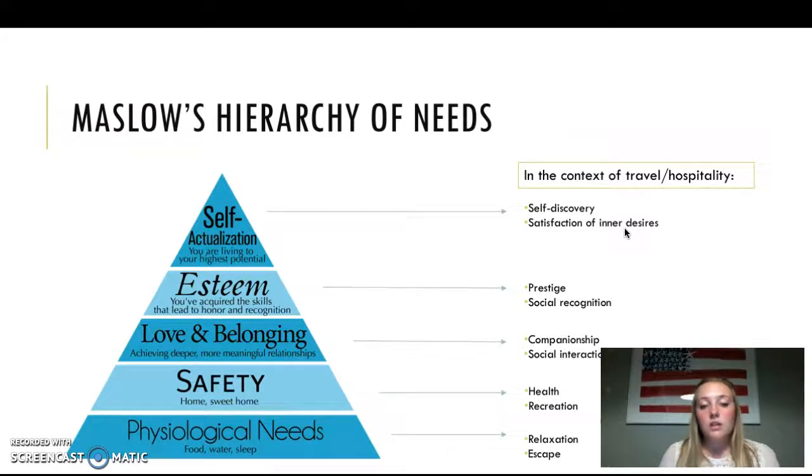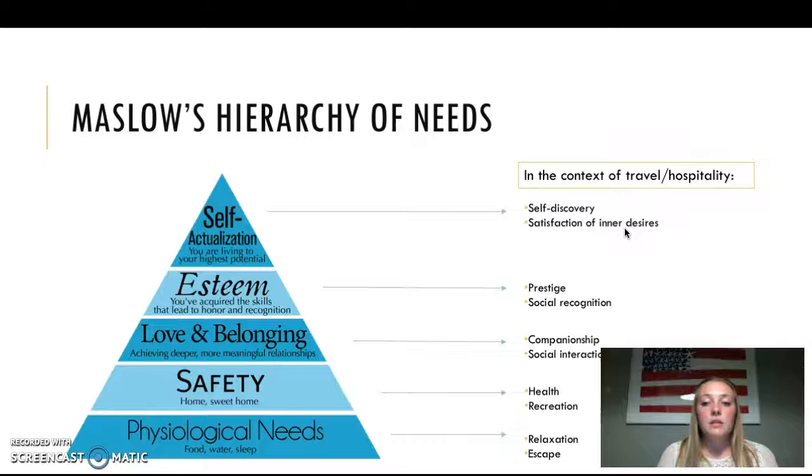Physiological needs translate into the idea of relaxation or escape, or whatever feelings you want to invoke. Safety can translate as a person's health, and recreation that relates to that person's health. Love and belonging translates as companionship while you're traveling or using these hospitality services, and also social interaction while you're traveling.